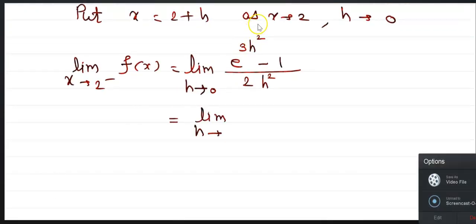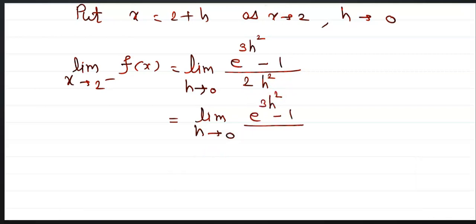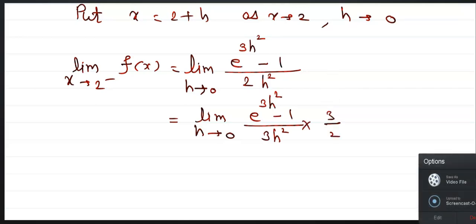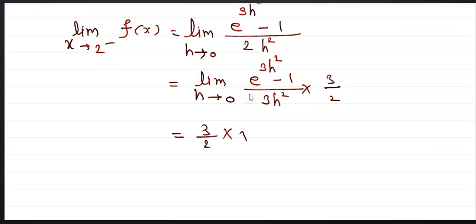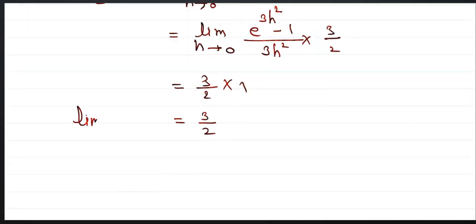मग एक गोष्ट काय राहिली इथे 3h स्क्वेअर पाहिजे आपल्याला. इथे 2h स्क्वेअर आहे. आपल्याला किती ऍडजस्ट करावं लागणार आहे? तर इथे 3 ऍडजस्ट करावे लागणार आहे. That is limit h tends to 0 e raised to 3h square minus 1 upon 3h square into 3 upon 2. Now the value of this limit is 1. 1 into 3 by 2, that is equals to 3 by 2.